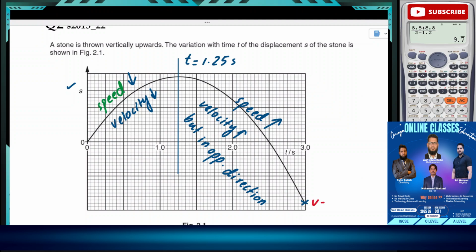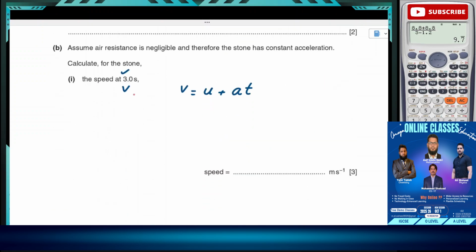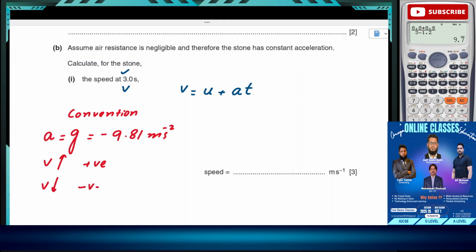This velocity v needs to be found out. I need to pick a point where I know the initial velocity, because I do know the value of g. And keep it in mind, when you use the equations of motion, you follow the convention. What was the convention? g, or you can call it a, acceleration in that case, is always negative. Velocity upward would be positive and velocity downward would be negative.